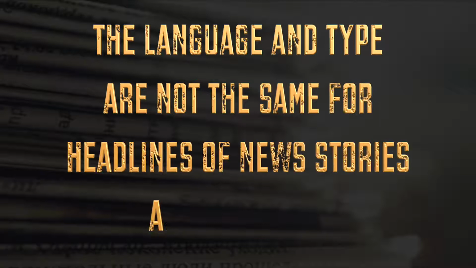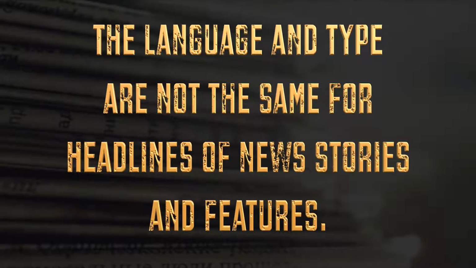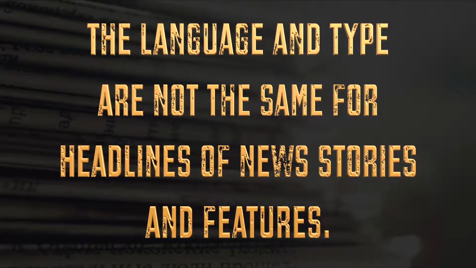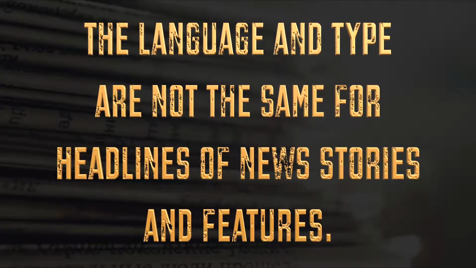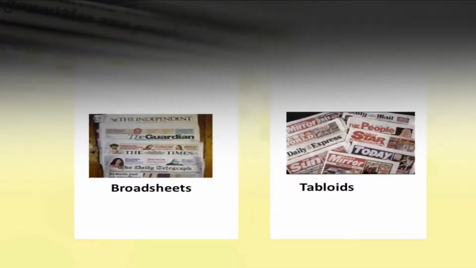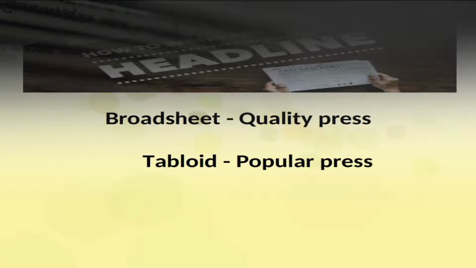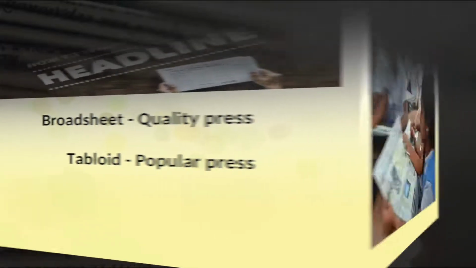At the outset, we should understand that the language and type are not the same for headlines of news stories and features. There are also differences in the way we write headlines for broadsheet and tabloid in print journalism. A broad classification is this: broadsheet represents quality press and tabloid popular press.